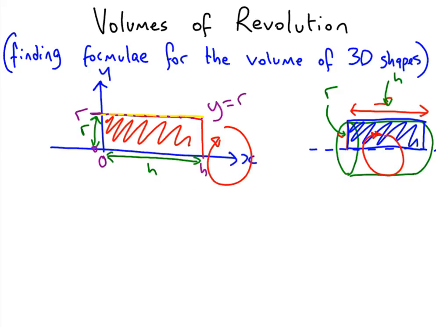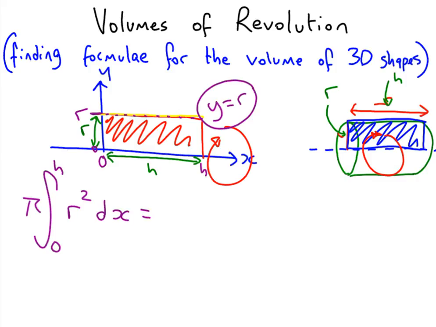So let's set up our formula here. It's pi. You might have seen pi inside the integral, but because pi is a constant, you can just take it outside. That's all I'm doing there, just to clear that up for you. Between 0 and H, our formula is y squared. In our case, y equals R, so y squared is R squared, and we're integrating with respect to x.